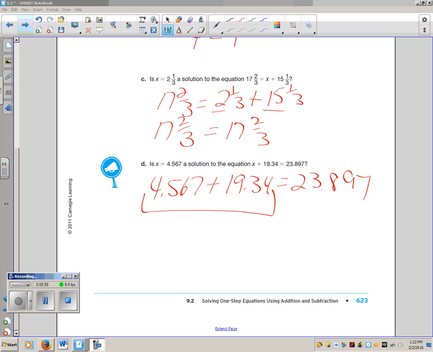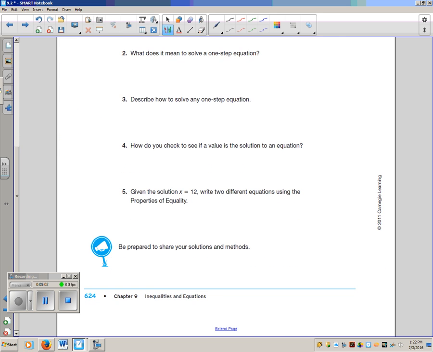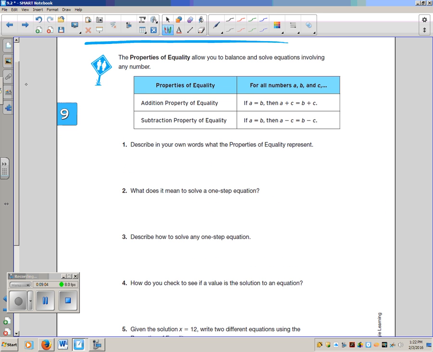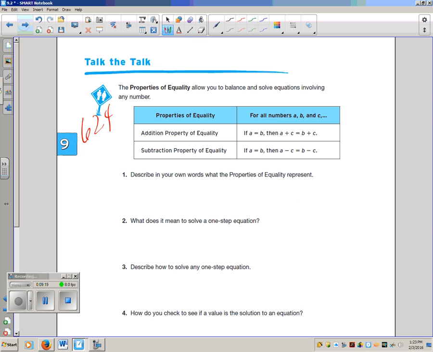And then the last page you need to do is Talk the Talk, and that's on page 624. I want you to show me this page in your textbook before I give you the practice problems. So page 624, finish the problem on 623 on the bottom, and then complete page 624.